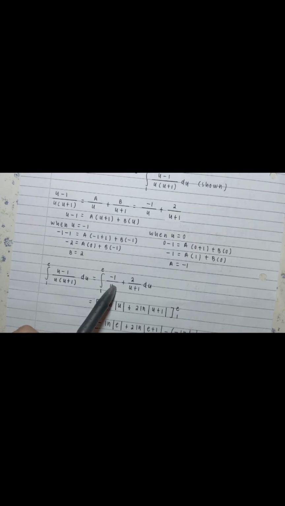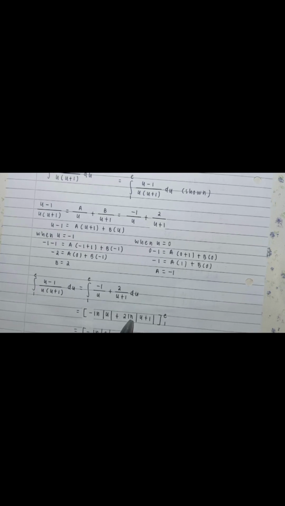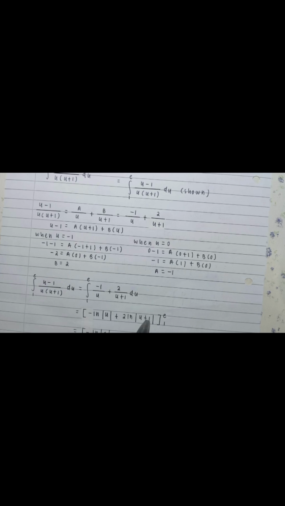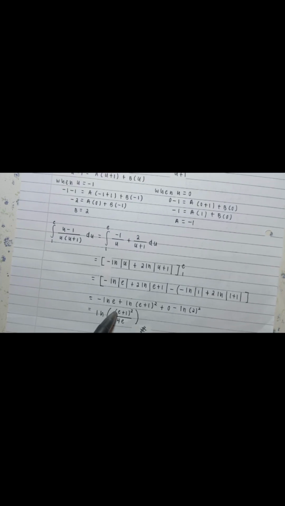Negative 1 over u jadi negative ln u plus u over 2 plus 1 jadi 2 ln u plus 1. And then close the bracket, upper limit and then lower limit. And then substitute all upper limit minus the lower limit. And then nanti eventually akan dapat jawapan ln e plus 1 square over 4e.